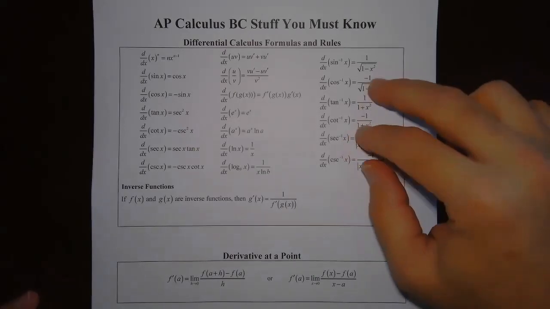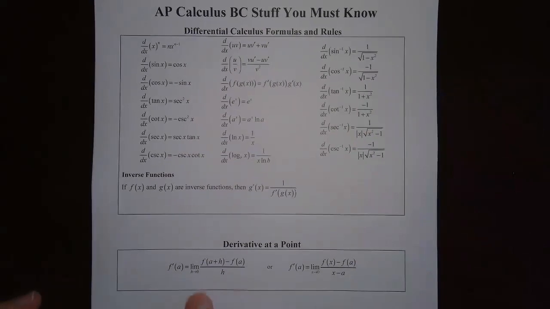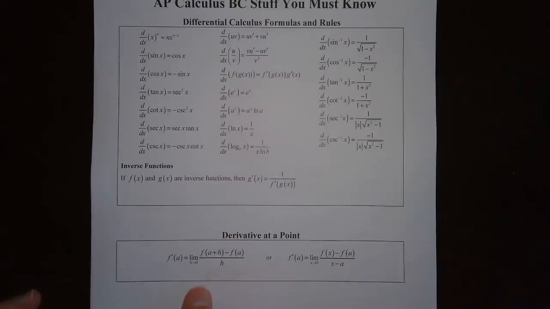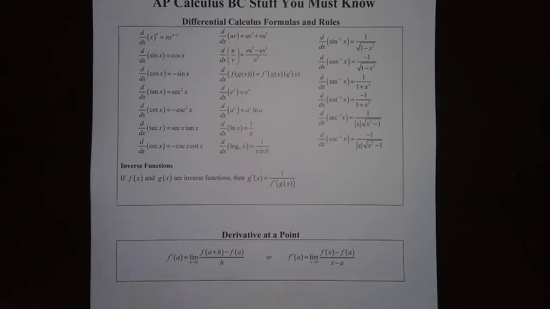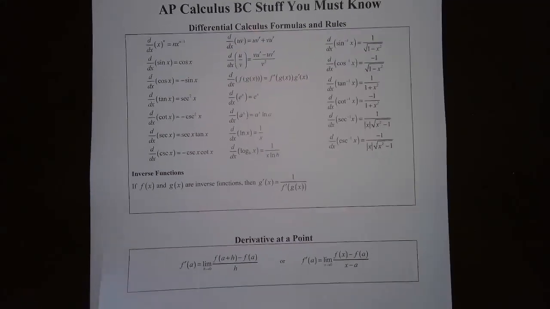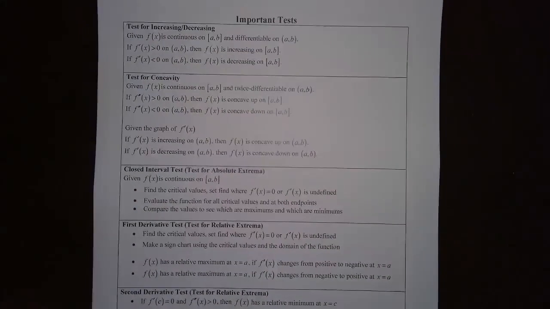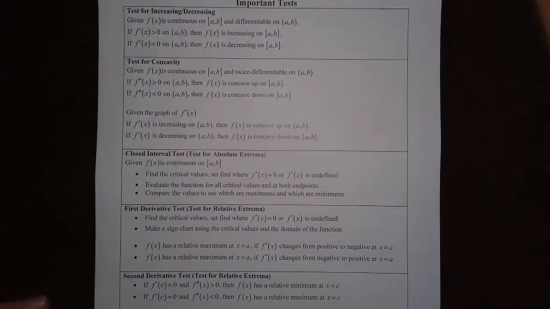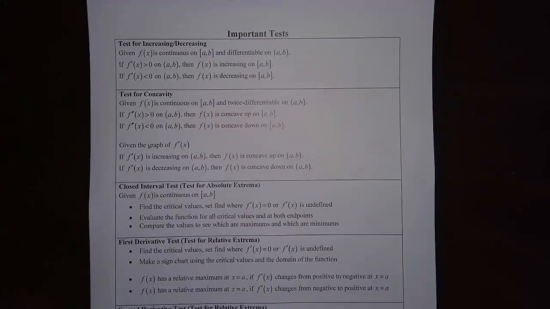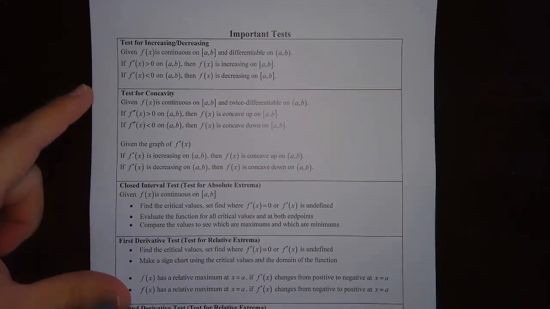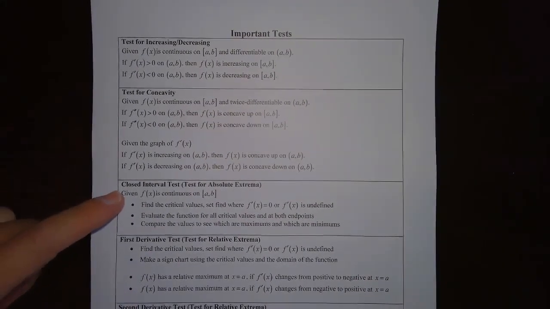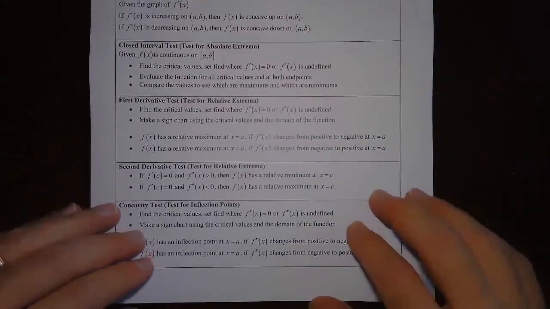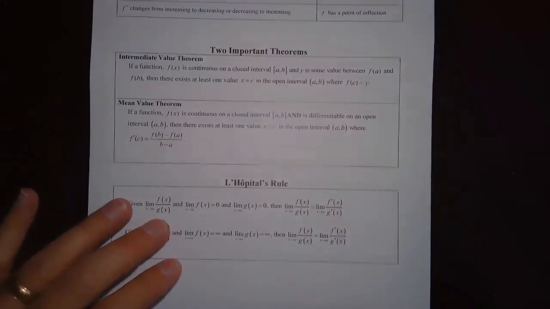So it's like your derivative rules, the different definitions for the derivative at a point, these two different versions, okay? I'm just gonna quickly go through this, all right? Here's all the important tests. I'm gonna zoom out a little bit. I can't, all right. So tests for increasing, decreasing, concavity, closed interval test, first derivative test, second derivative test, concavity test. You can look at all these yourself, okay?